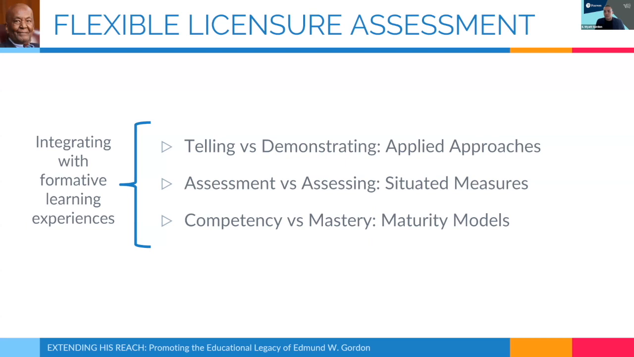So the title of my brief section here is called Flexible Teacher Licensure Assessment. And the title itself may be a bit of a misnomer, since I'm sure that at every step in the history of teacher licensure, purveyors of teacher licensure have considered the current assessment requirements to be flexible. And that may be a surprising statement for some folks, but I'm going to explain what I mean.